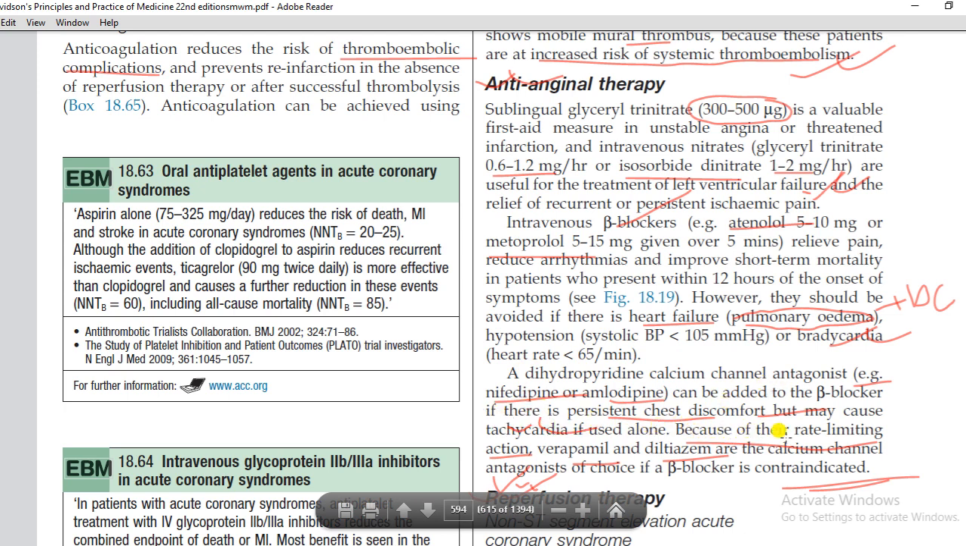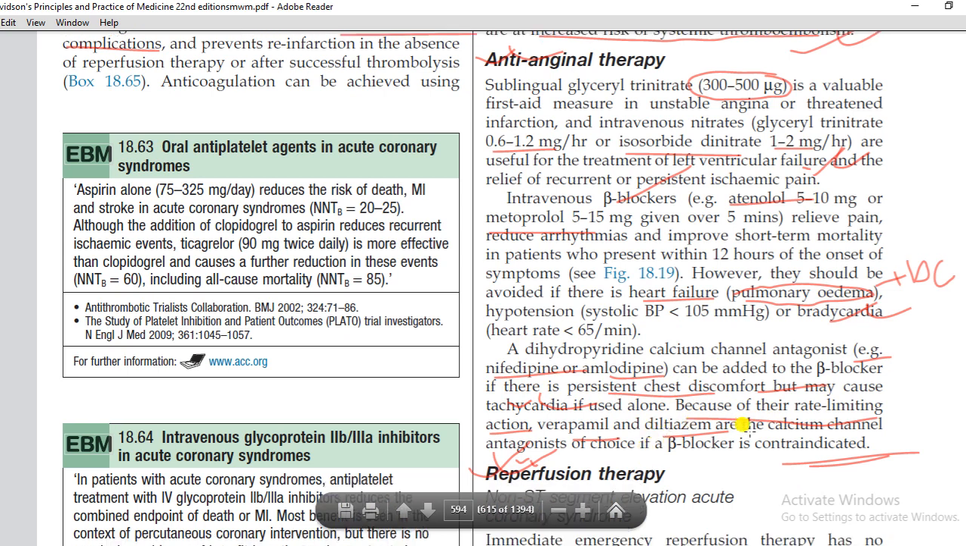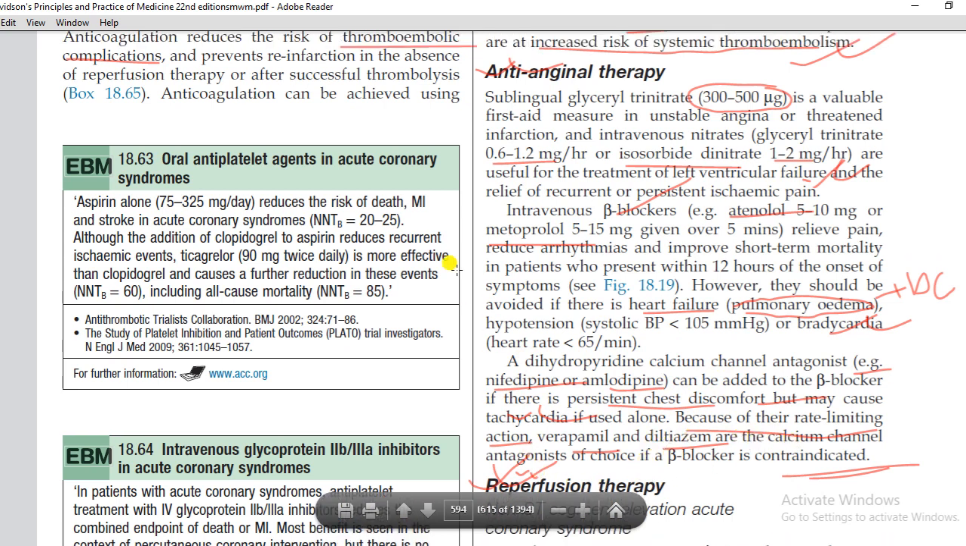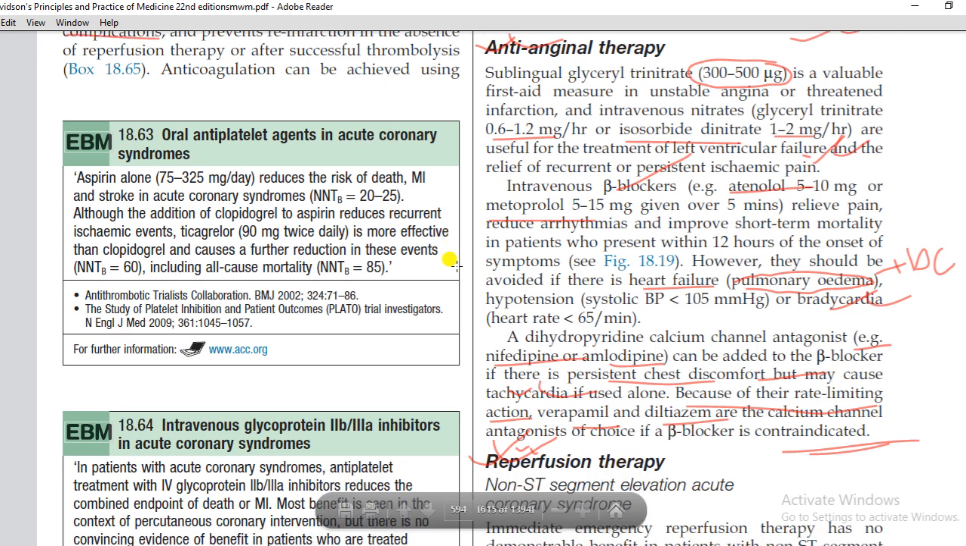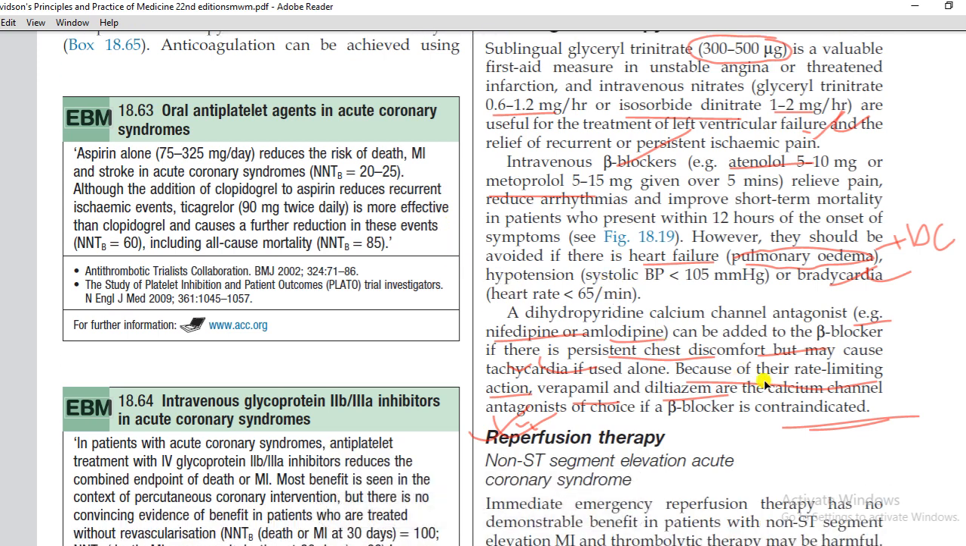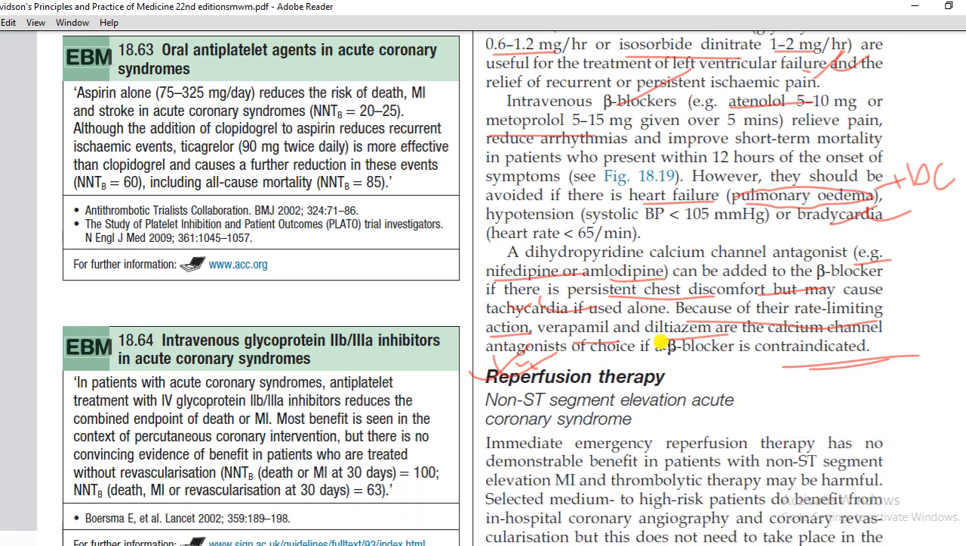Because of their rate limiting action, verapamil and diltiazem are the calcium channel antagonists of choice if a beta blocker is contraindicated. So verapamil and diltiazem should be given if the beta blocker is contraindicated. Now the beta blocker is contraindicated in case of asthma because it might cause bronchospasm, so a calcium channel blocker alone should be given in that particular case.